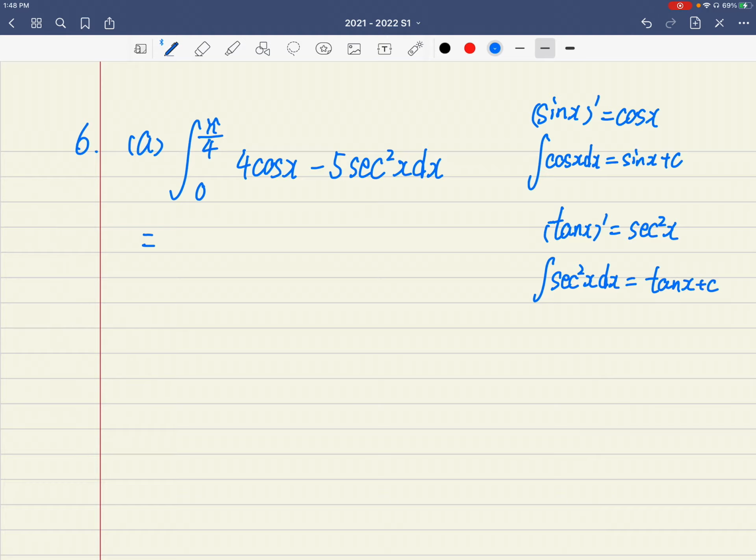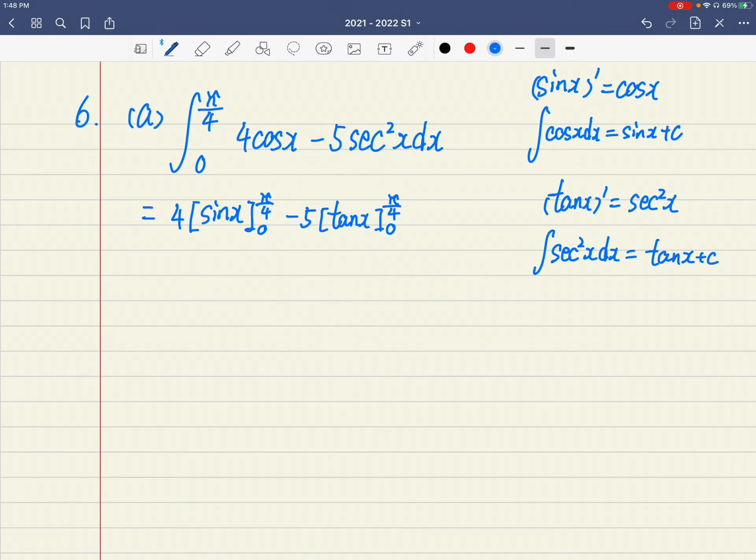So here, the integral of cosine x is sine x. For the constant, you can always move it out. So it's just sine x from 0 to pi over 4, with the 4 outside, minus 5. Then secant squared x, you integrate it, you get tangent x, so it's tangent x from 0 to pi over 4.